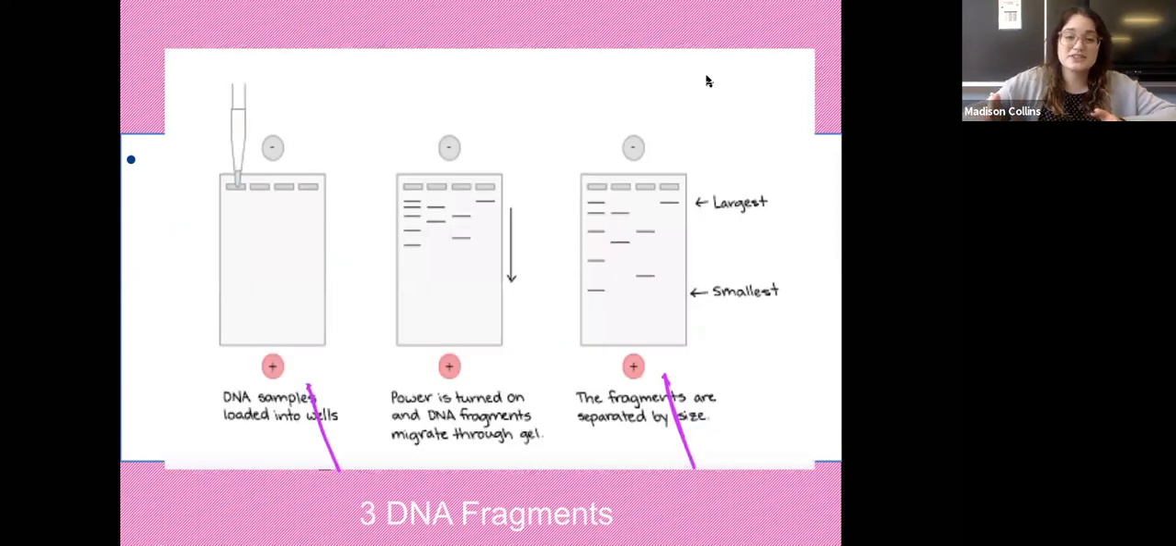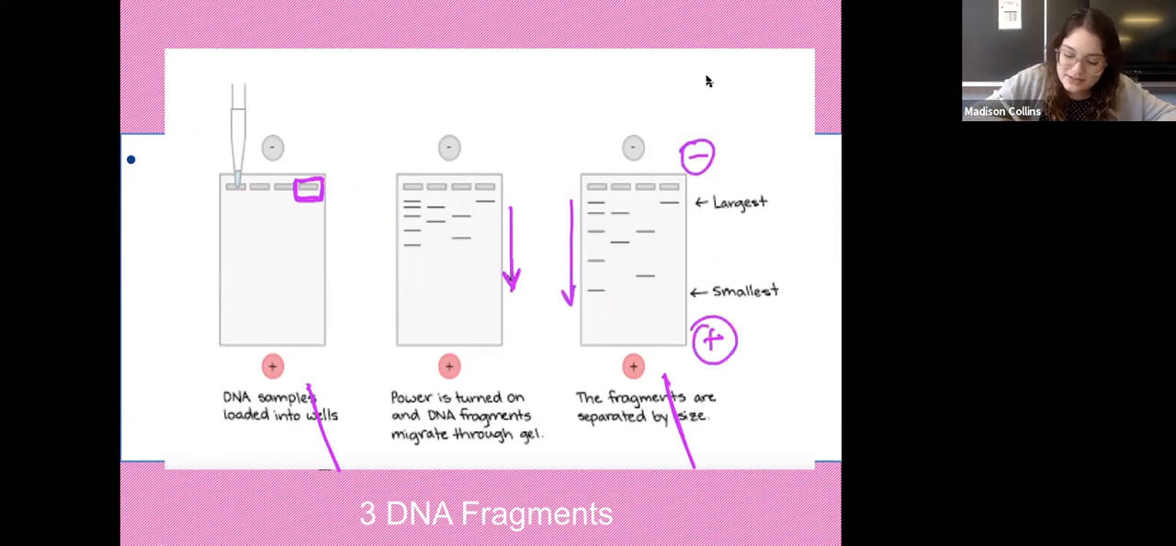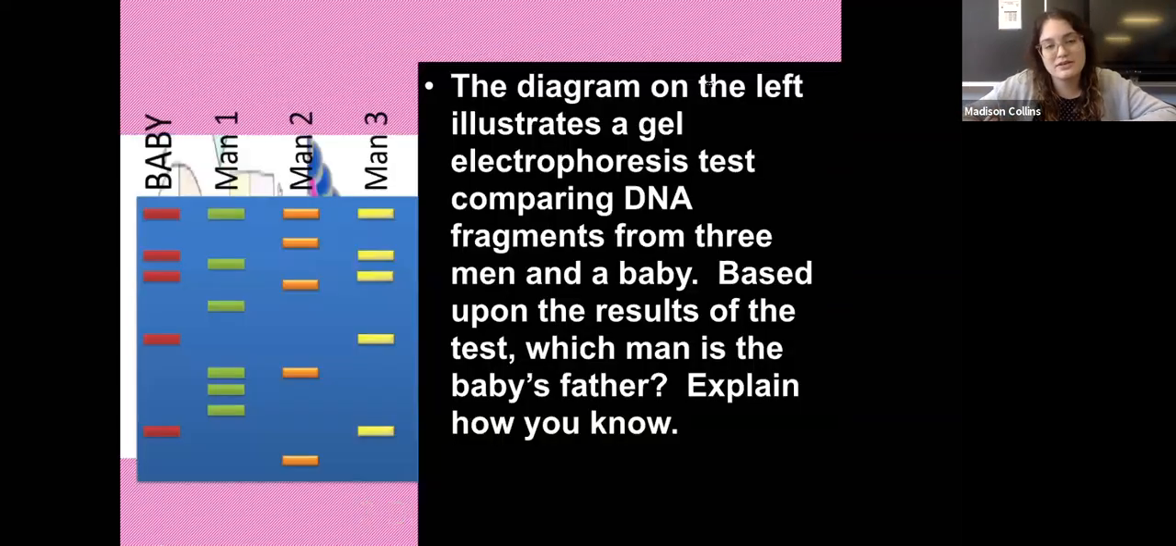So this is a picture, not exactly the same picture as what we're dealing with, but if we were to place our sample in this well right here, over time, it's going to move toward the positive end, right, with the largest up here at the negative side and the smallest at the positive, which means that we would separate 3 of those DNA fragments. All right, one last question for you guys.